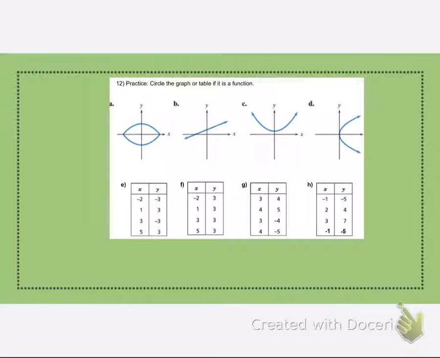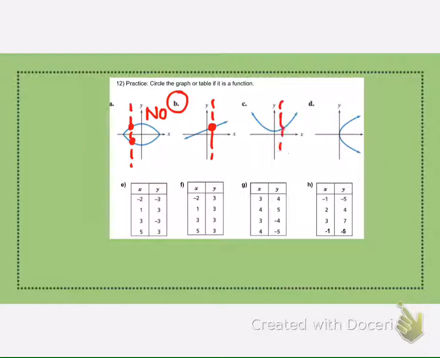In question 12, we are asked to circle the graph or table if it is a function. So the first 4 are graphs, so it would be pretty easy to look at and use the vertical line test. So for example, graph A, no, not a function because if I use the vertical line test, I found a spot where it touches more than once. So B, no matter where I draw a vertical line, it only touches the graph once, so B is a function.